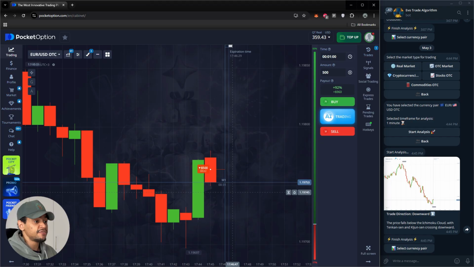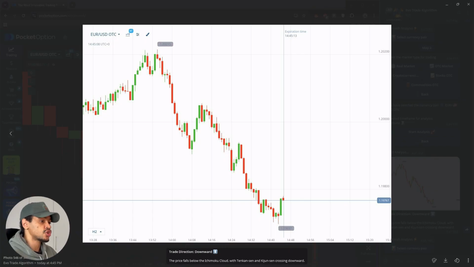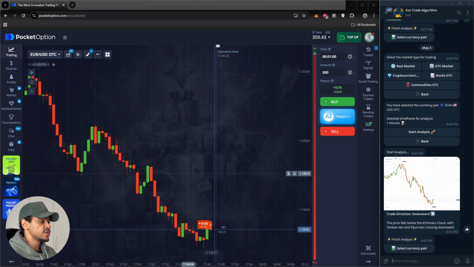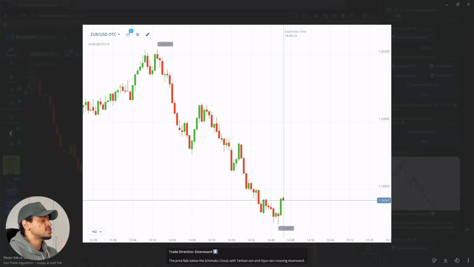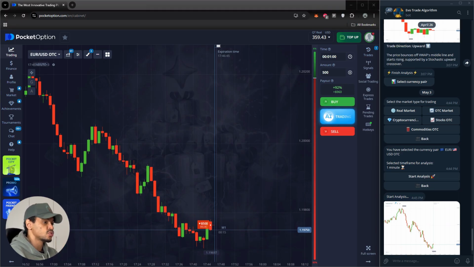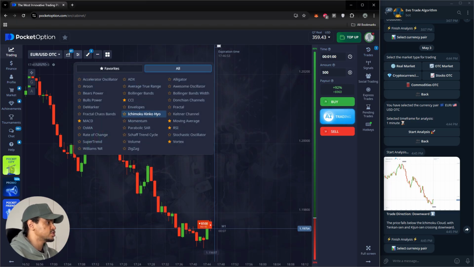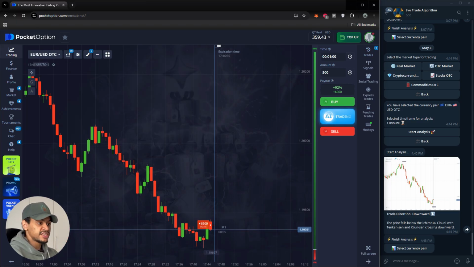So what we have here is full analysis. You can see the chart completely replicates one-to-one what's going on right here. When you're trading on 1 minute expiration time, the chart that the robot performs analysis on will be set to 1 minute as well. All the indicators that it uses for the analysis are also gonna be set to 1 minute. For this one, as you can see, we are using Ichimoku cloud. So right there you have the analysis.